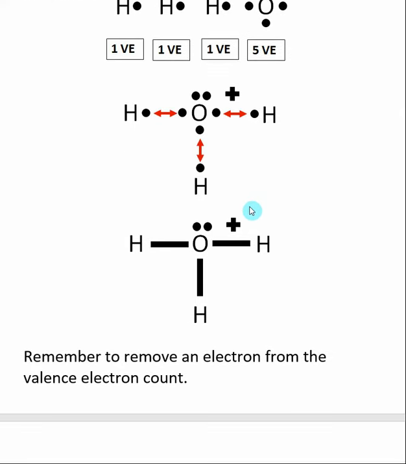And just as a reminder, it's very important to always label charged species with either a plus or a minus inside of the Lewis structure. So if I was to leave this plus out, technically this would not be a correct Lewis structure. I need to indicate that this oxygen has a positive charge.